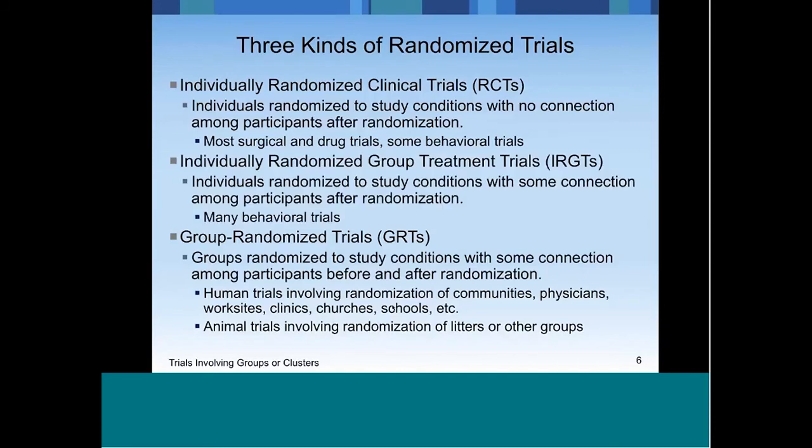In between is what we call individually randomized group treatment trials. Now we're starting off just like an individually randomized clinical trial with individual random assignment. However, the participants interact with one another or with a common change agent after randomization, so that there is some connection among participants after randomization. So that is what separates this category from the first one.